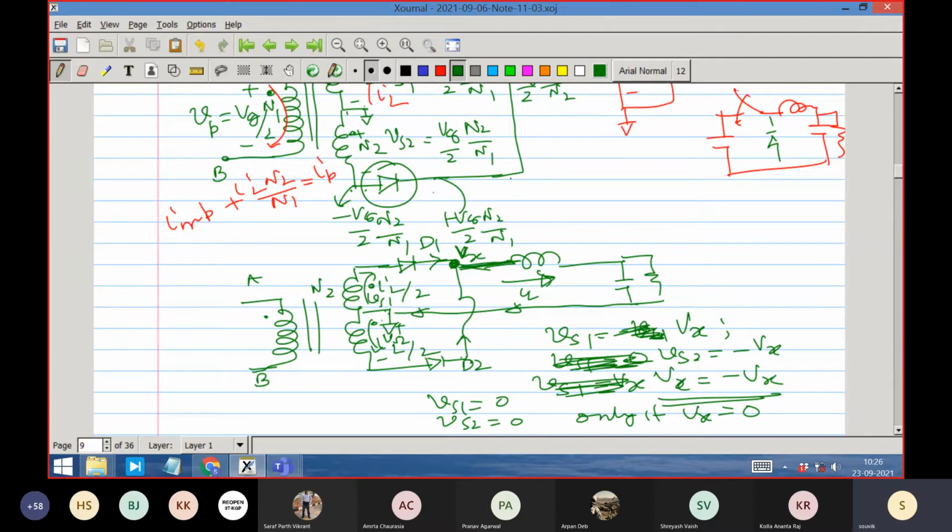That is minus Vs2, because this potential is this. This is correct. So since Vs1 is equal to Vs2, we are suggesting that Vx is equal to minus Vx. Only if this is true, Vx is equal to 0. So therefore we are saying Vs1 is equal to 0, Vs2 is equal to 0, and if Vs1 and Vs2 are 0, Vab is equal to 0. V primary is equal to Vab is equal to 0.